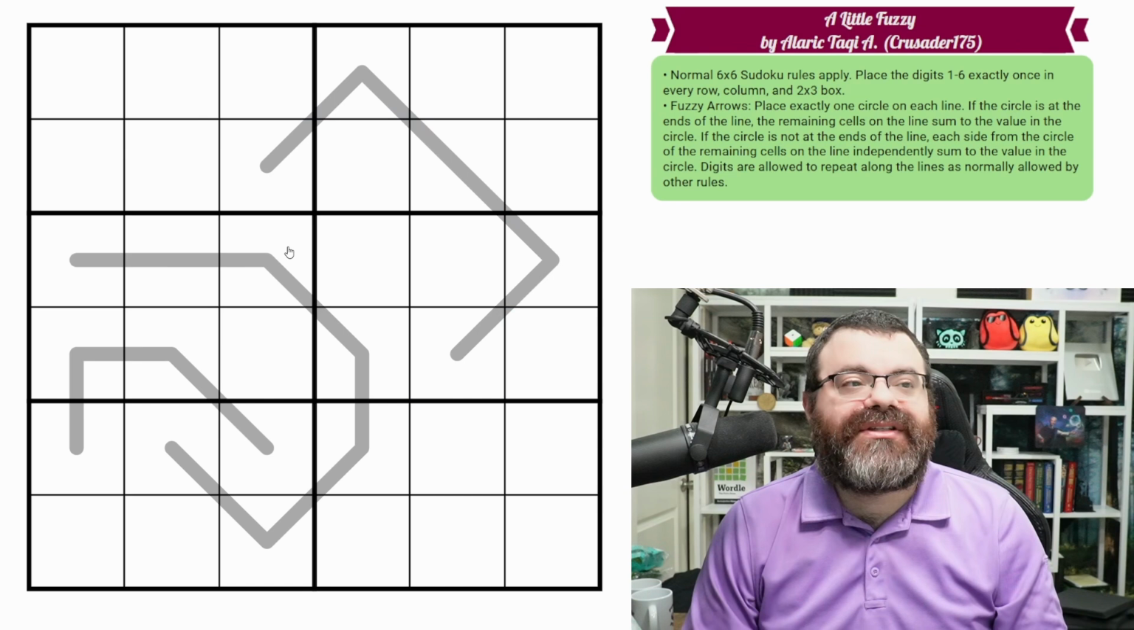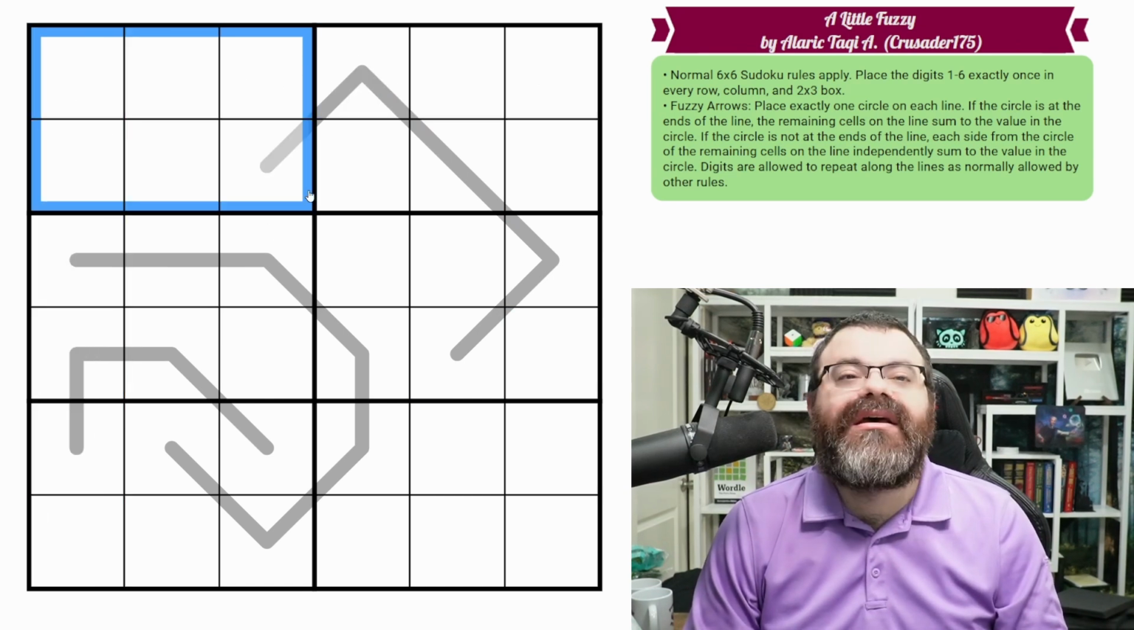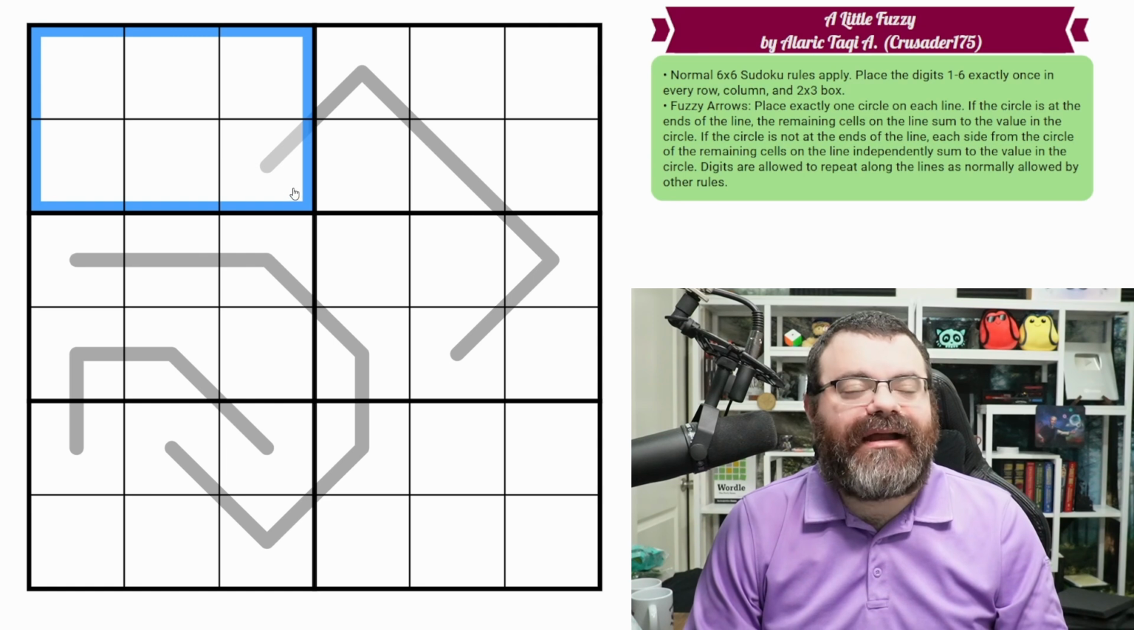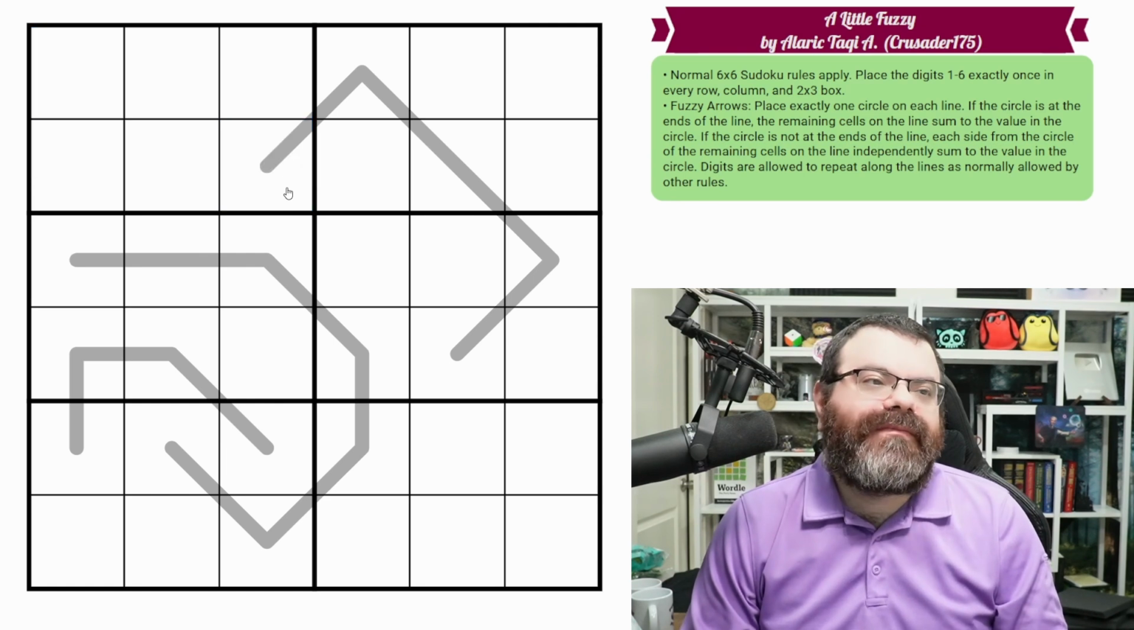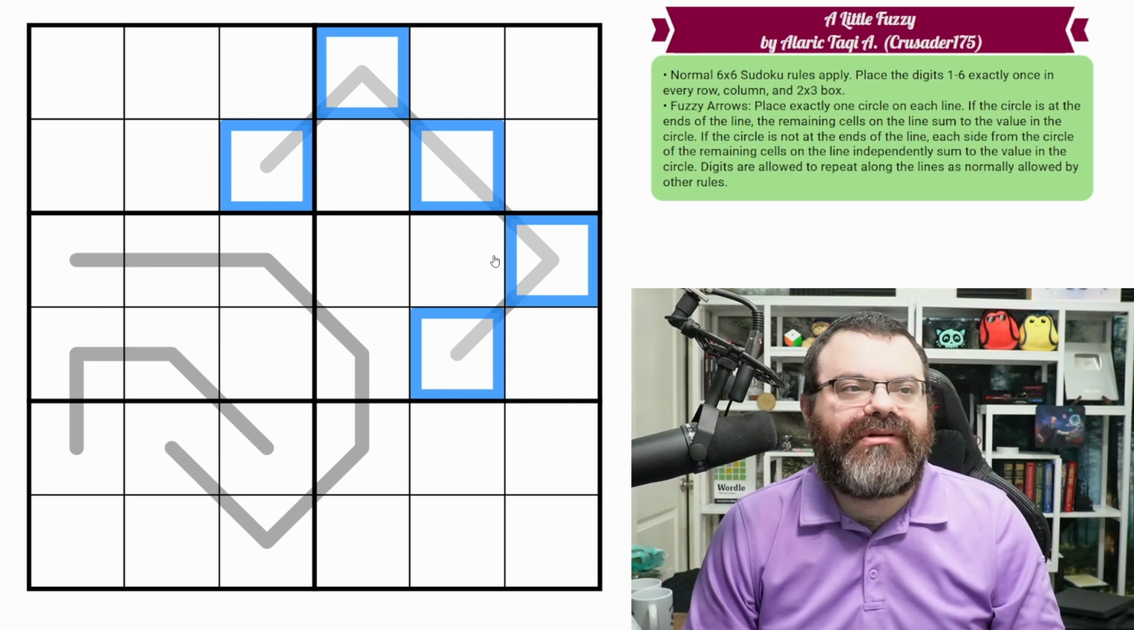So we do have normal 6x6 Sudoku rules, so in each row, each column, and each 2x3 box, we are placing the digits 1 to 6 exactly once each. We also have these fuzzy arrows. These are these lines, and it's ambiguous where the circle goes on the line.